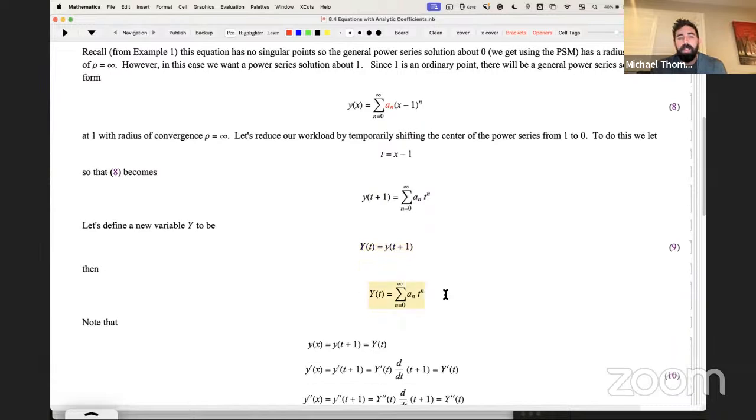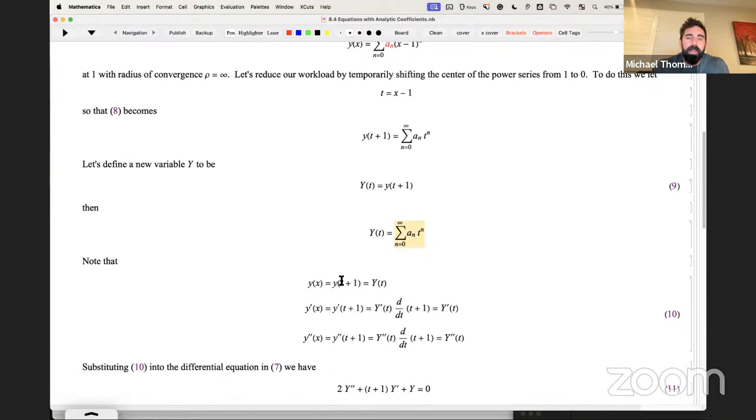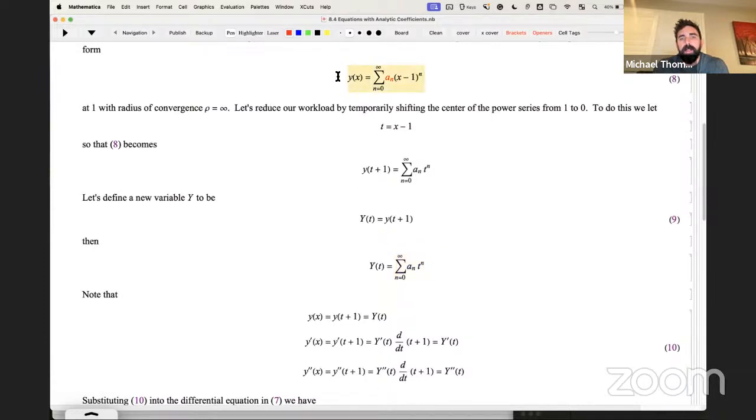So this is the power series we're interested in. It's a power series centered at 0. So what you want to note is, if we look at the original power series here, we'd need the first two derivatives of it.